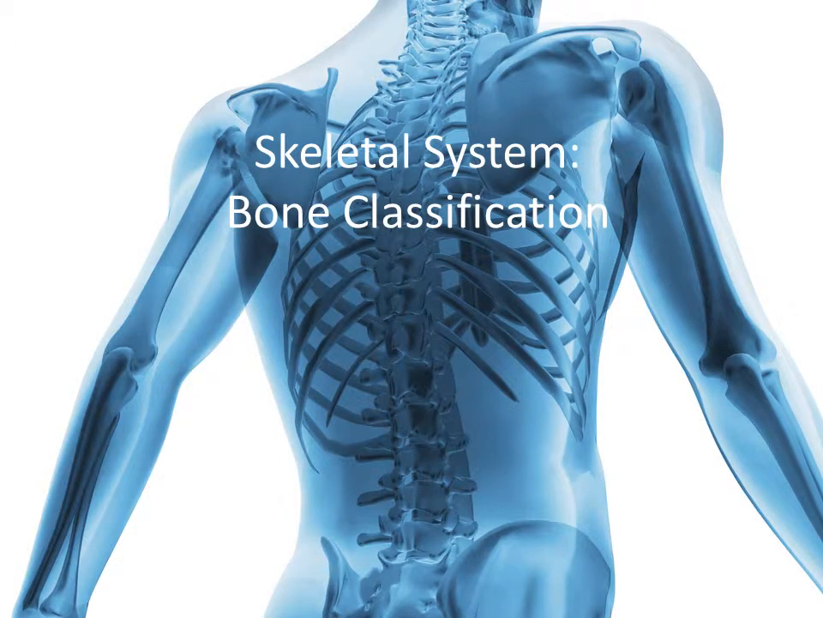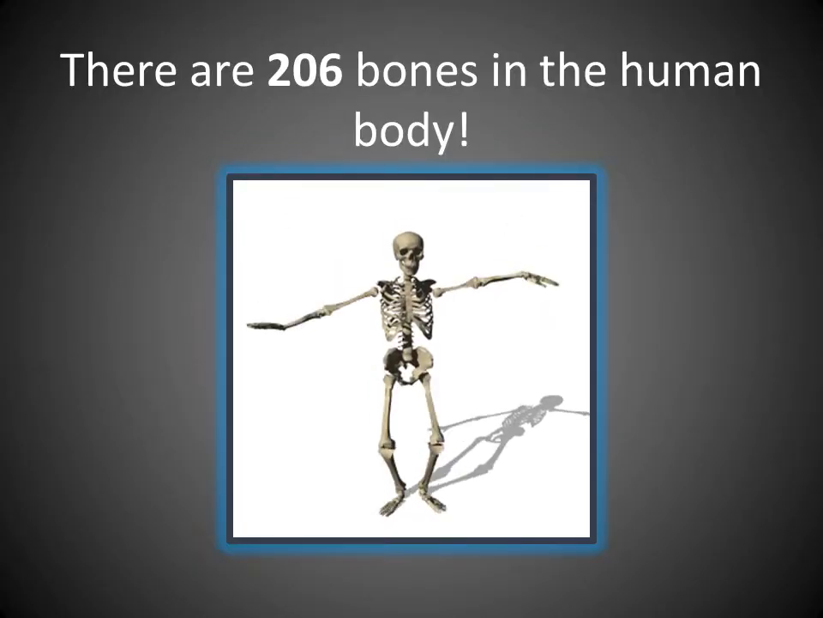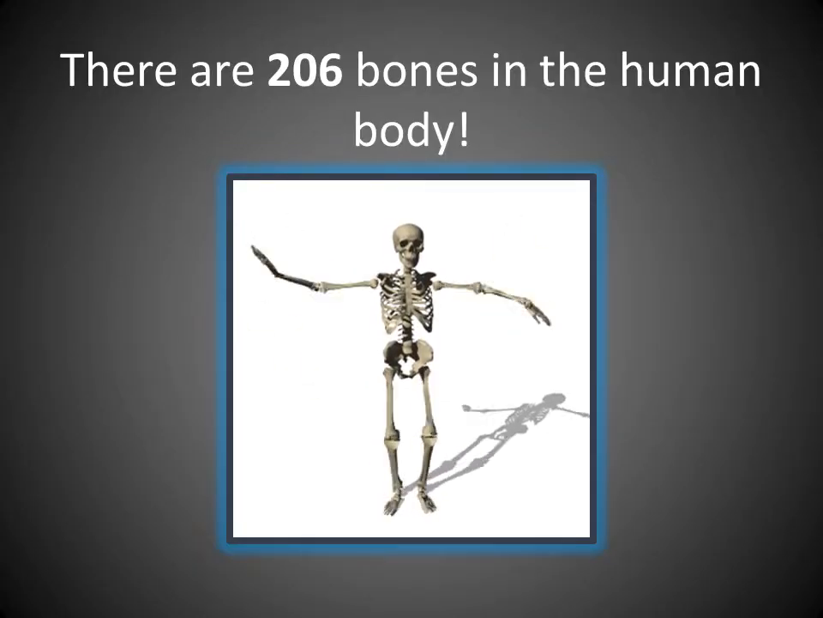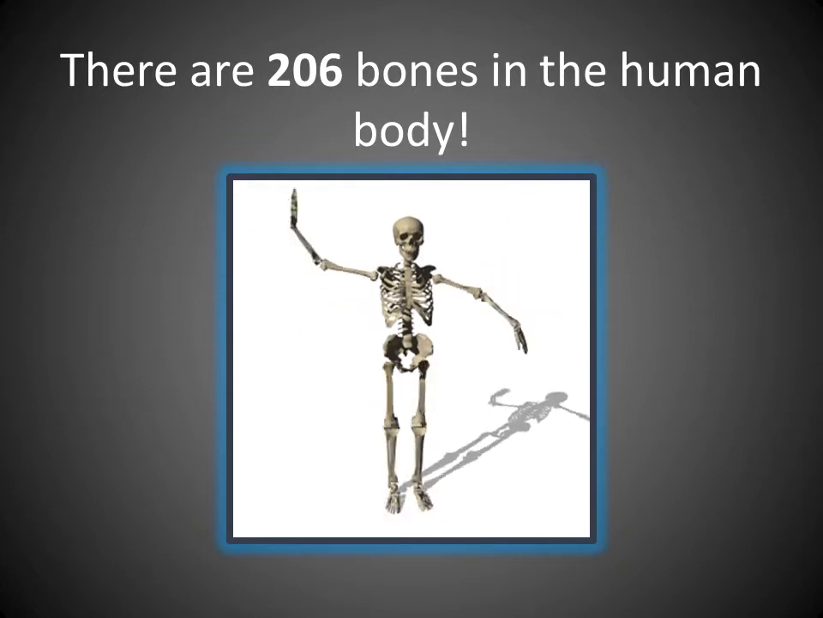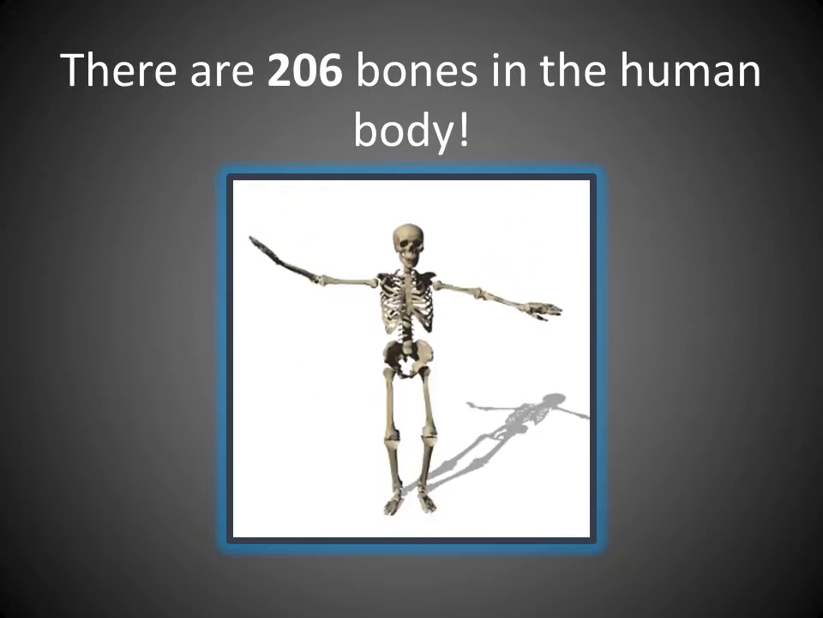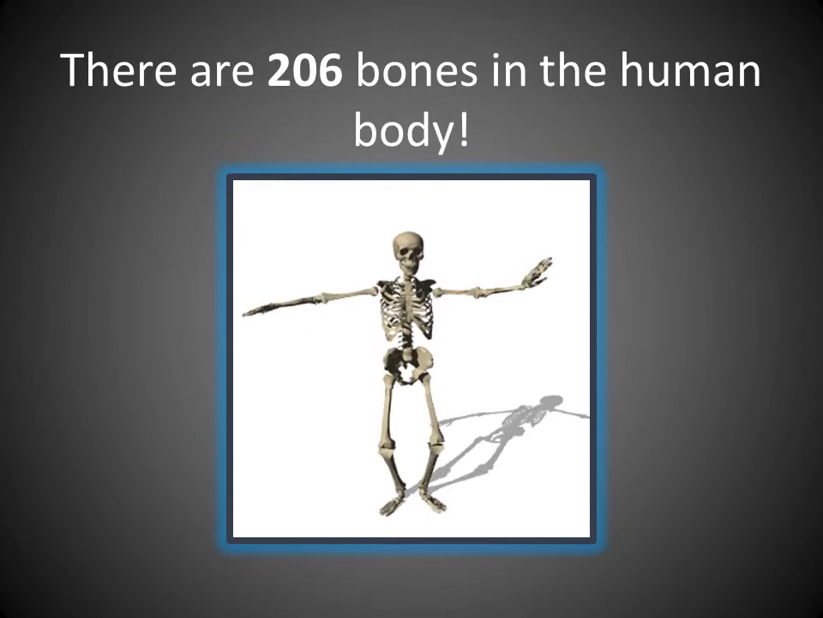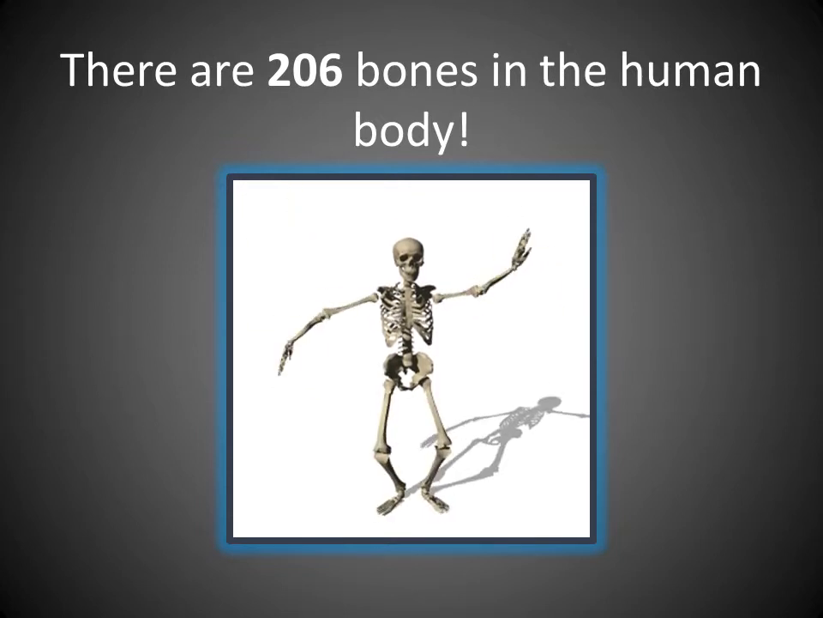Okay, we're going to start off the skeletal system unit with bone classification. So an interesting fact that many of you probably don't know is that there are 206 bones in the human body. These bones come in many different shapes and sizes, so we classify bones based on their location and shape.